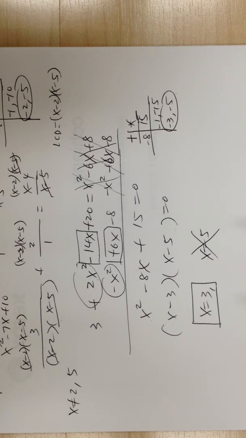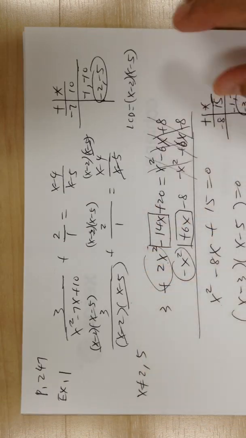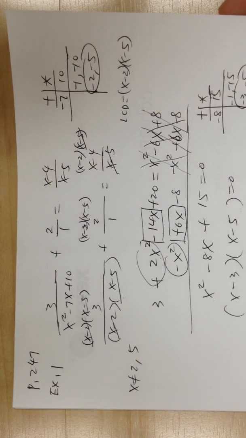So again, whenever you have a variable in the denominator, you have to watch out. You have to write down your not allowed values, the restricted values.